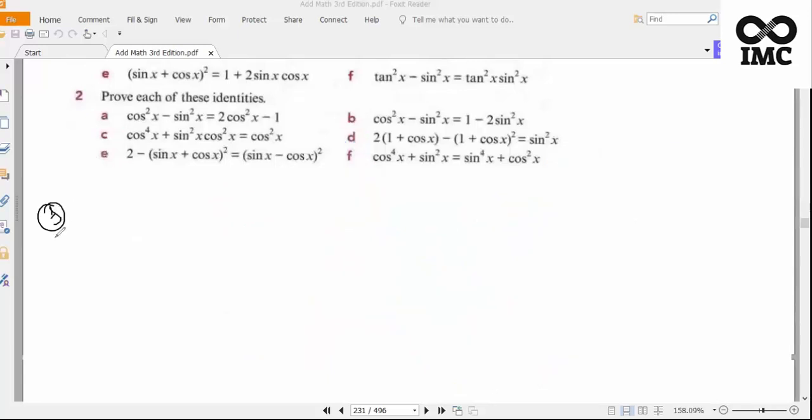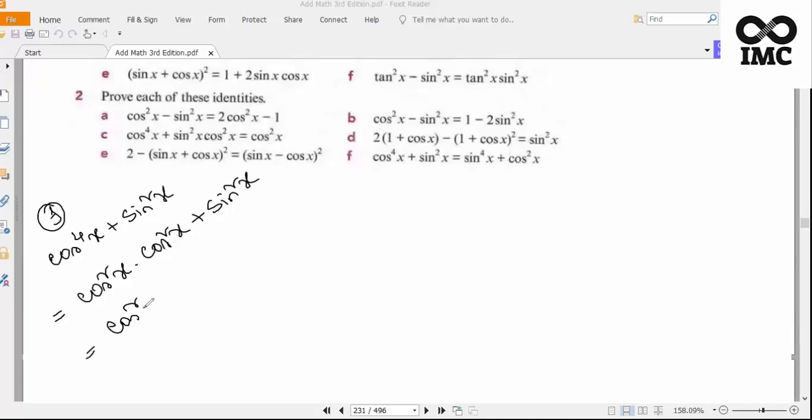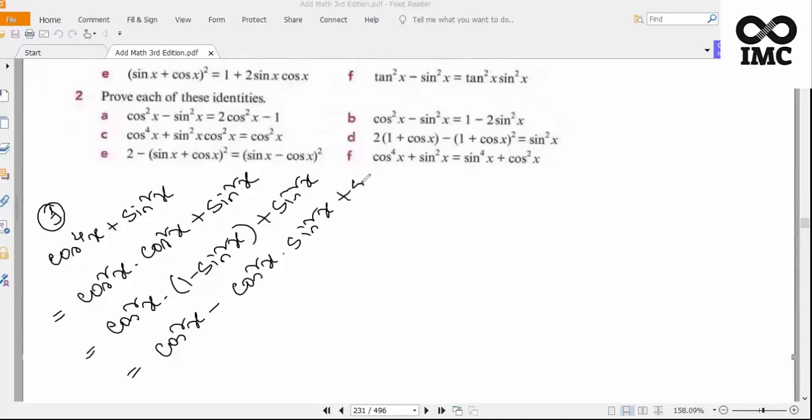Now, question number F. Question number F says cos⁴x + sin²x equals sin⁴x + cos²x. So here, left hand side, cos⁴x + sin²x. Here, look, cos⁴x can be written as cos²x into cos²x + sin²x. Okay. So here cos²x represents 1 − sin²x. So we can write cos²x (1 − sin²x) + sin²x. Or we can write cos²x − cos²x sin²x + sin²x.